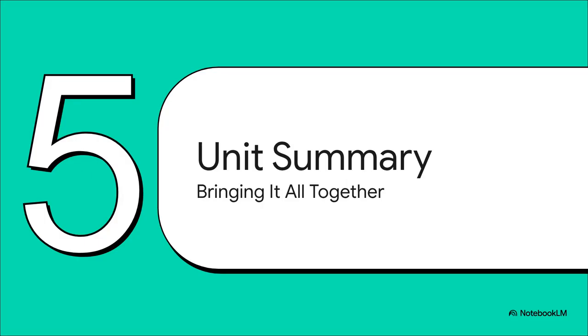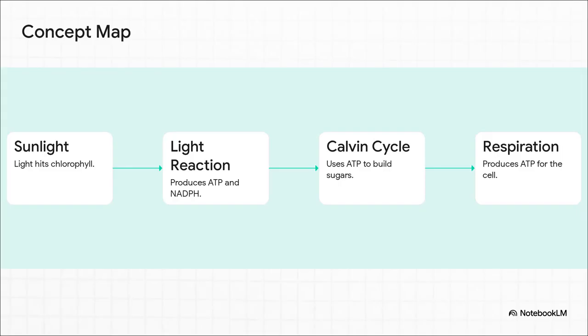Let's bring all these distinct concepts together for our big unit summary. Let's trace this entire flow step by step one last time. Sunlight hits the chlorophyll, sparking the light-dependent reactions. Those reactions crank out ATP and NADPH. The plant then hands those off to the Calvin cycle to build glucose. And finally, that glucose is used in cellular respiration to generate ATP for the cell. Boom! From sun to cell.